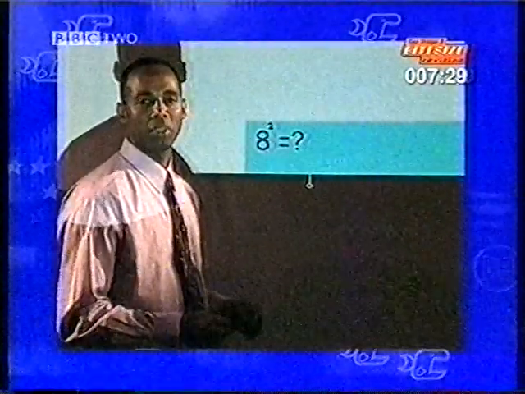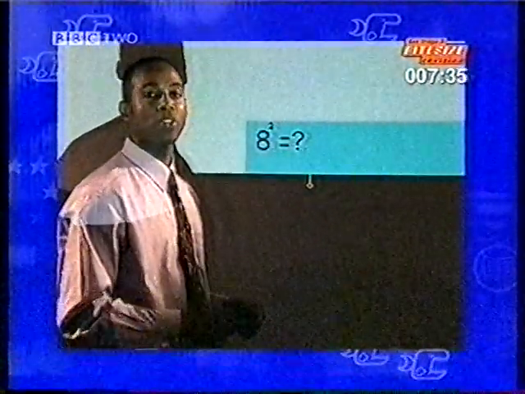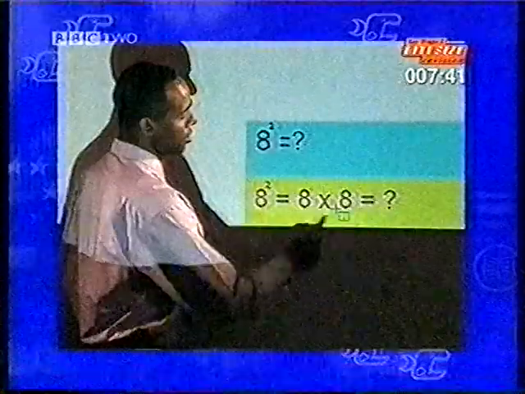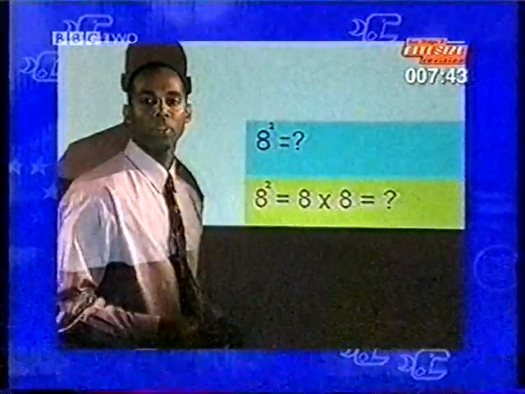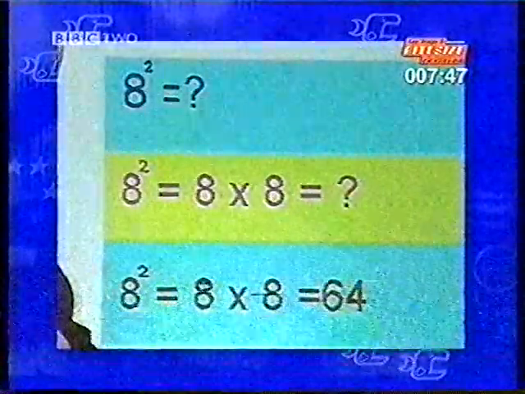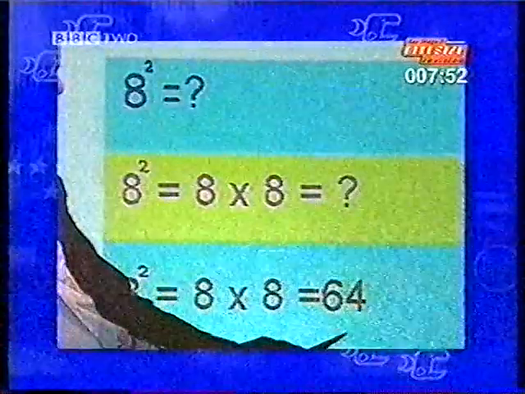You might be asked what 8 to the power of 2 is. That's 8 with a little 2 after it. And that 2 means that there are 2 8s multiplied together. 8 times 8. What does that give us? 8 to the power of 2 equals 8 times 8, which is 64.